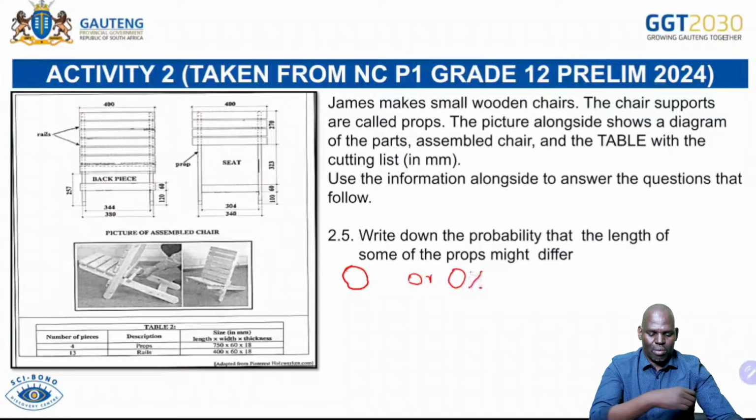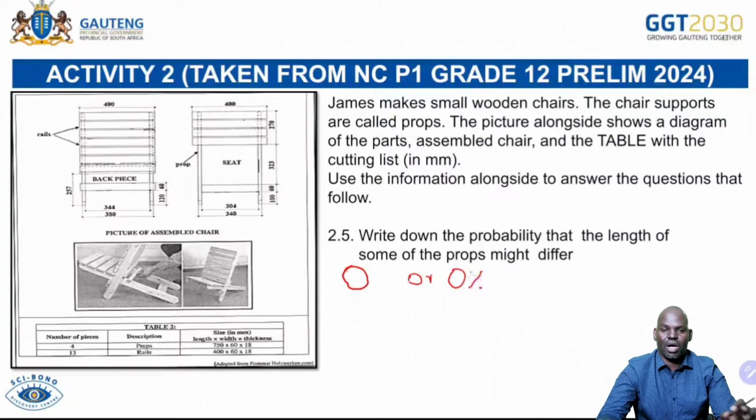So they won't differ because it's not indicated anywhere. So this will be 0 or 0%. That is number 2.5.